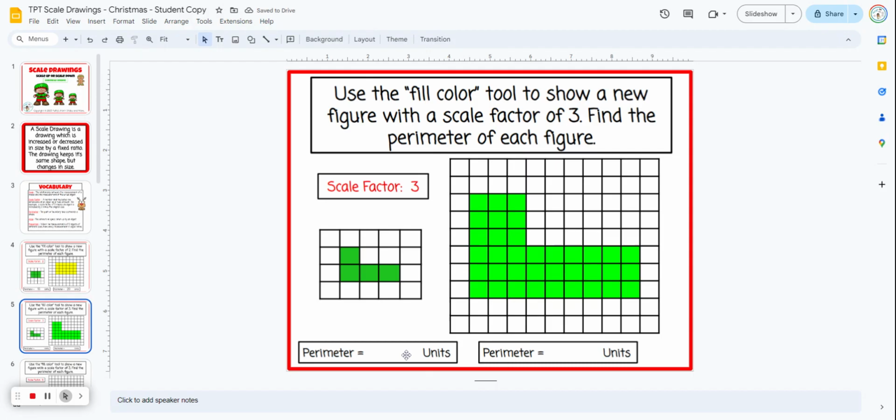And again, we're going to have them look at the perimeter. The smaller perimeter, again, is 10 units. And this time the scale factor is 3, so the new figure is going to be 30 units.